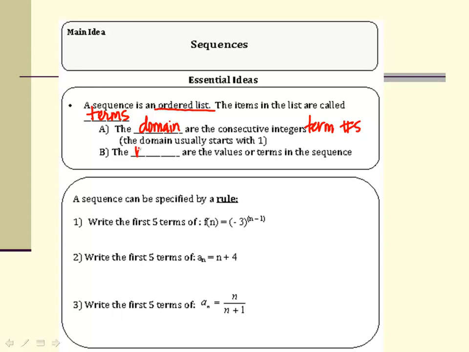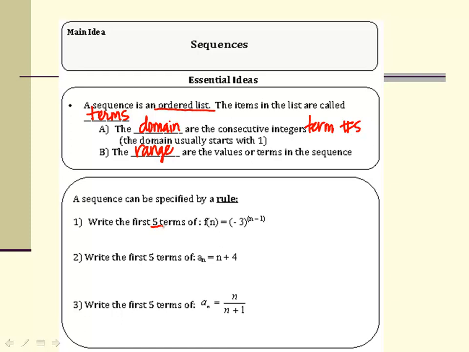The range of our sequence is going to be the numbers that we get out when we plug in a 1, 2, 3, or 4, okay? So here's what we're going to do. We give you this rule in number 1, and we're going to ask you to find the first 5 terms. What that means is I'm going to plug in a 1 to get the first term.